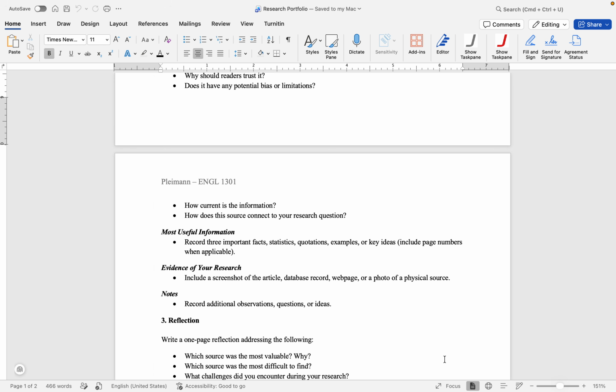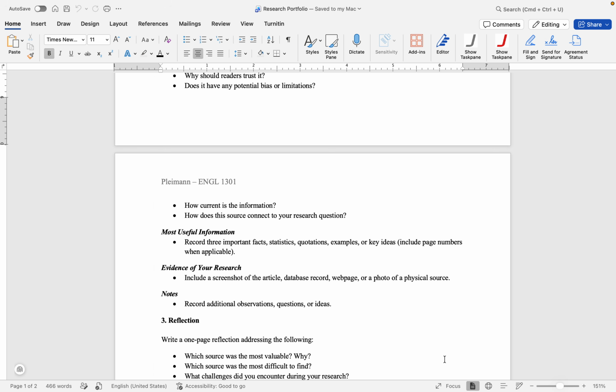Then you're going to include evidence of your research. This is a screenshot of the article, the database record, the web page, or if you're using a physical source, just snap a picture of it with your phone and put that in there. One of the reasons that I have students doing this, just to be completely transparent, is because a lot of students are using hallucinated sources that AI gives them. So I'm just looking to make sure that this is an actual source that you have found.